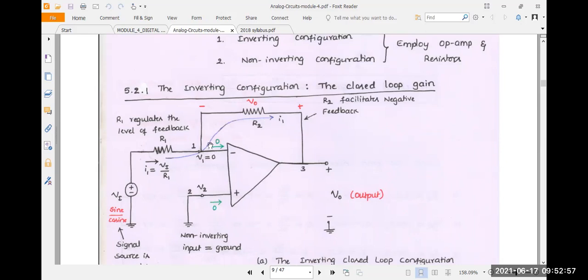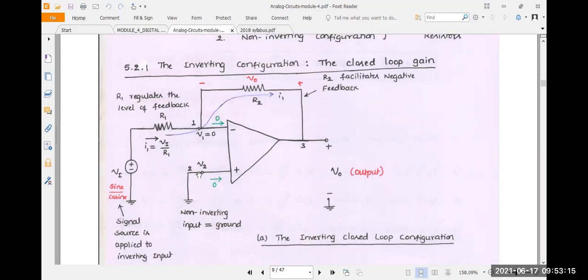But the input current of the op-amp is 0, because we have taken a higher input impedance for the amplifier. If you take a higher input impedance, the current is almost 0. Understood? Next, coming to V2, where is V2 connected? Ground. When V2 is ground, the voltage is 0 and the current is 0, but the resistance is very high.